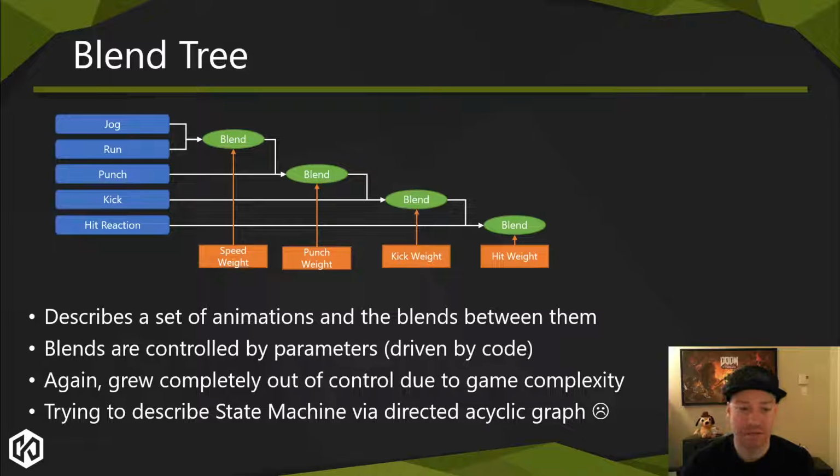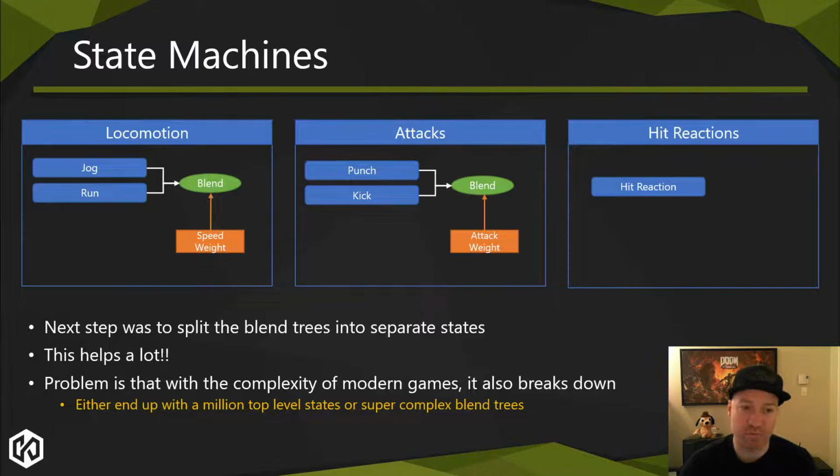So obviously the next logical step was to move towards state machines. Some companies were already doing this. They were using a blend tree per state, and code was switching it. So now they basically put the states into data.